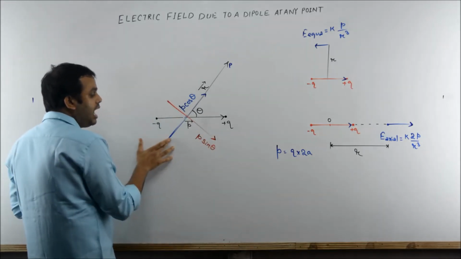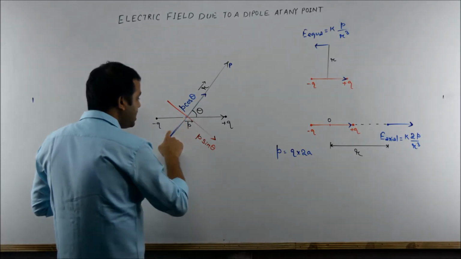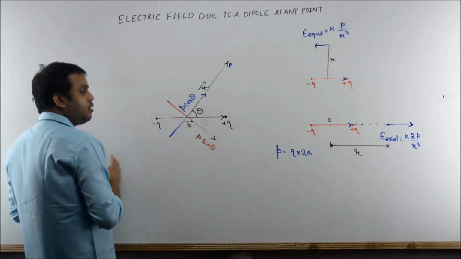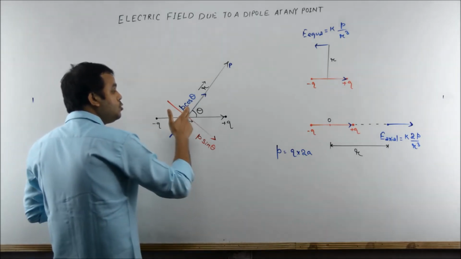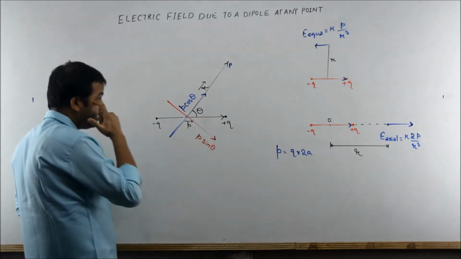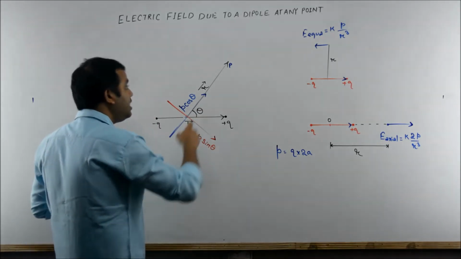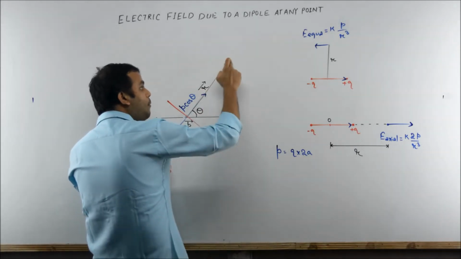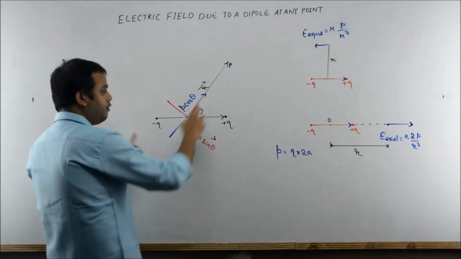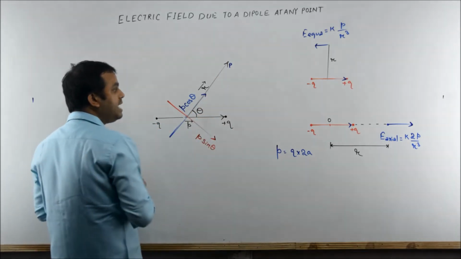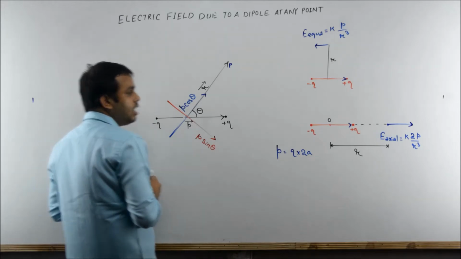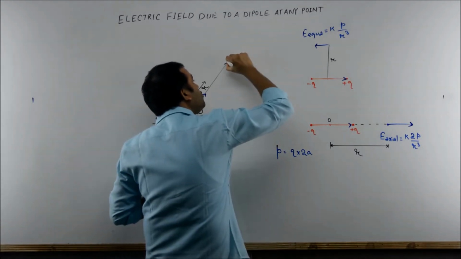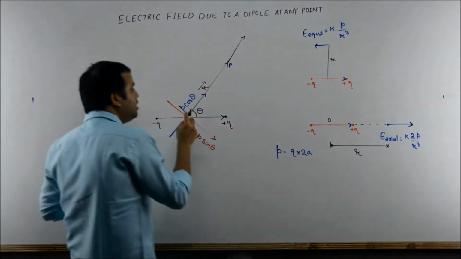Now you must know how to resolve. You must have done these things in your class 11. Now we don't have P vector because we have broken P vector into two vectors: one is P cos theta, another is P sin theta. Now students, if you concentrate, for P cos theta, which is a dipole, point P is an axial point. And we know what is electric field due to a dipole at an axial point. So it will be along the dipole moment only.